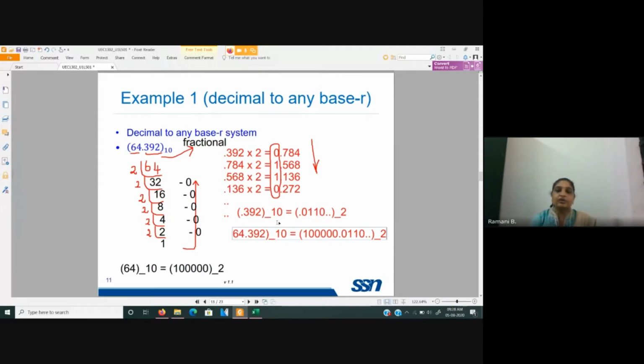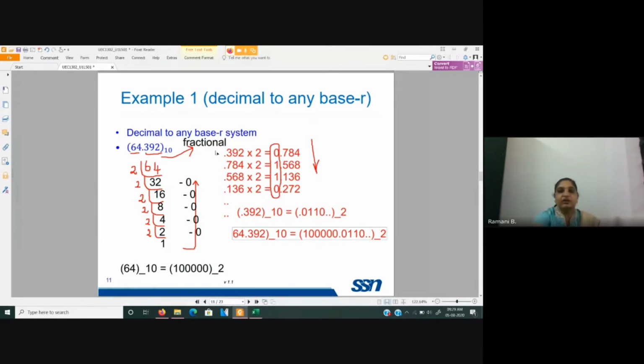In a similar way, you could do this division with respect to any base R system to convert, or otherwise you could convert from the binary and obtain the octal and hexadecimal. For now, in your syllabus, as you have only decimal, binary, octal and hexadecimal, it is easier to have at least one method in mind. You need not do everything from decimal to octal unless it is specified that you should do it directly.